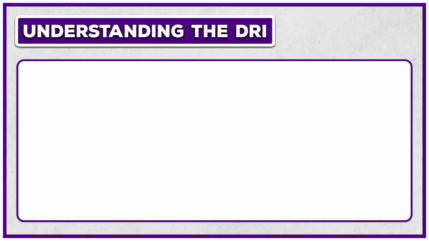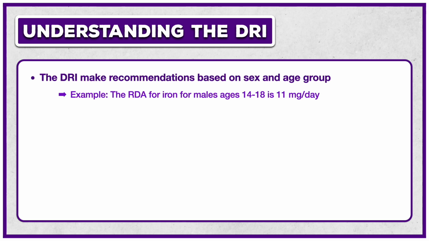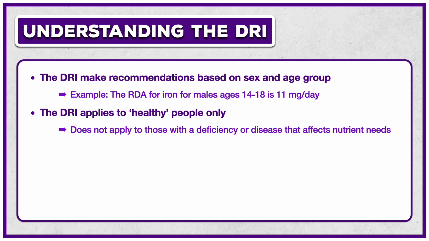Here are some key takeaways for understanding the DRI. First, the DRI makes recommendations based on sex and age group. For example, the RDA for iron for males ages 14 to 18 is 11 milligrams per day. Second, the DRI applies to healthy people only, with healthy defined as the absence of disease. Therefore, the DRI does not apply to those with a deficiency or disease that affects nutrient needs.